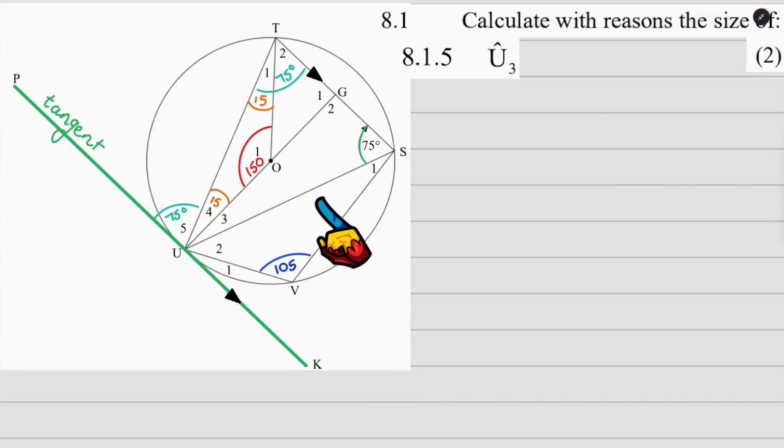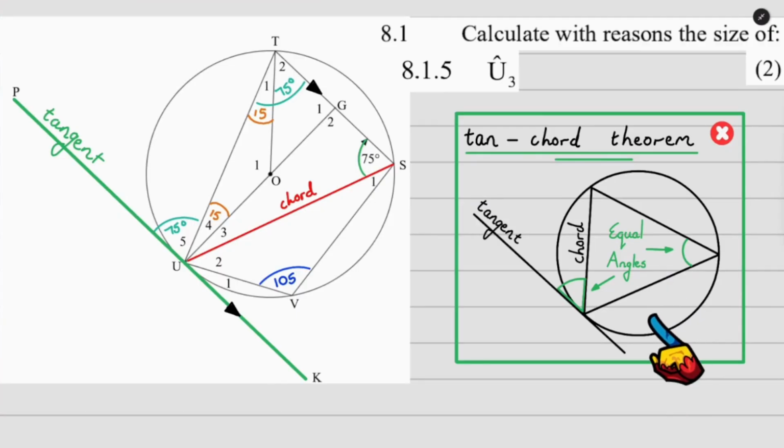So we're actually going to apply the tan chord theorem with U3. And the chord in this example is US. Let me walk you through how we're going to do that. We need to identify the angle between the tangent and the chord, which is this big angle over here. It's U3 plus U4 plus U5. And then I follow my chord down to get the angle it's going to be equal to.